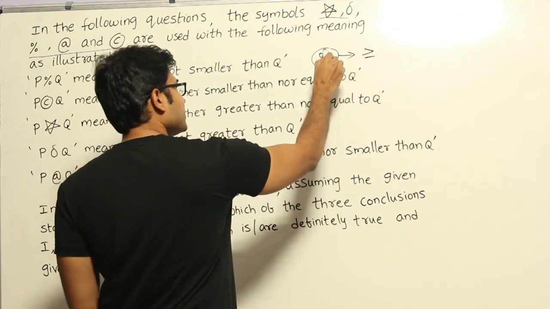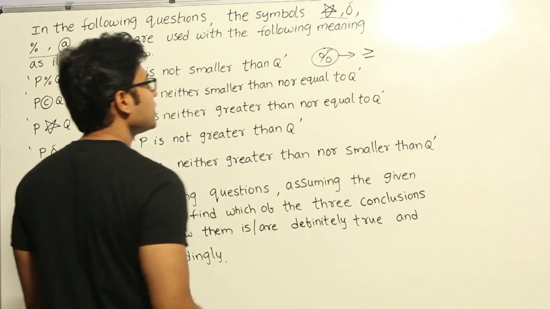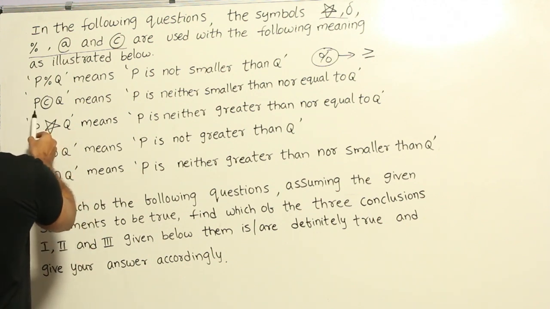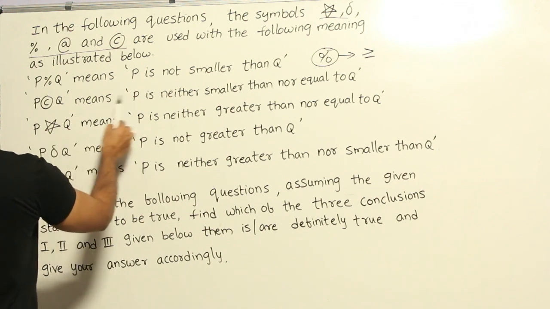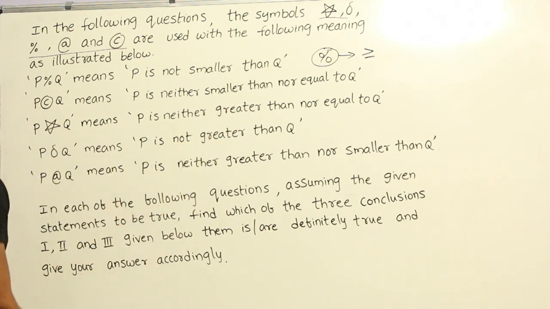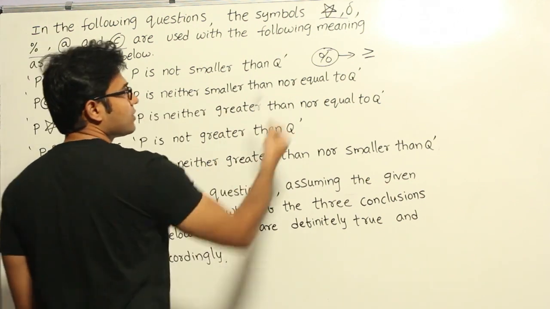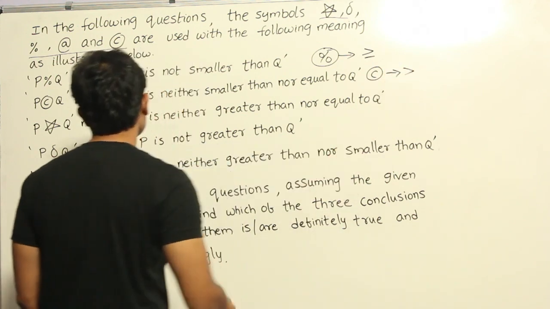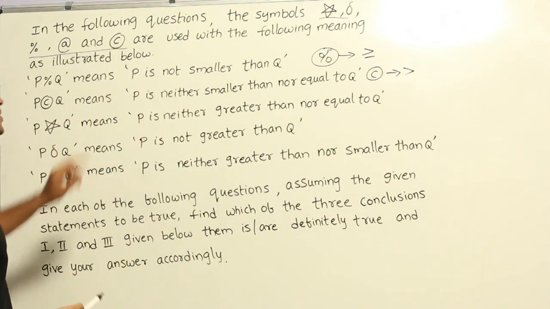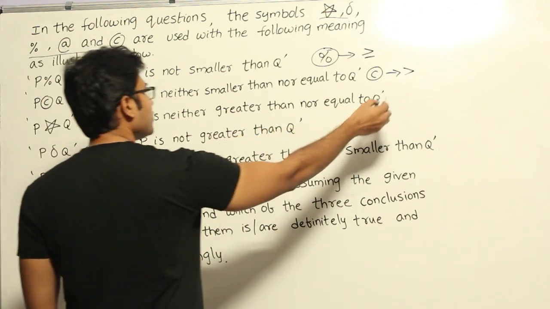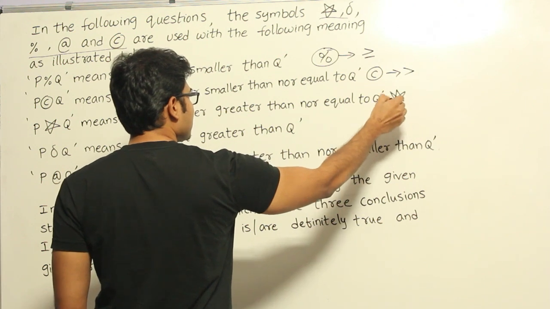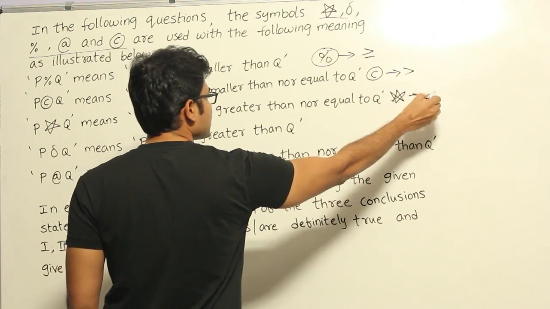Let's derive what each symbol stands for first, and next when we go for the questions we shall substitute these symbols with the actual relationships, and then we can solve the questions. Now there is a symbol C: P C Q means P is neither smaller nor equal to Q, which means P is greater than Q. Therefore this symbol means greater than. And the next one is P star Q, means P is neither greater nor equal to Q, which means less. So here the star means it is less.